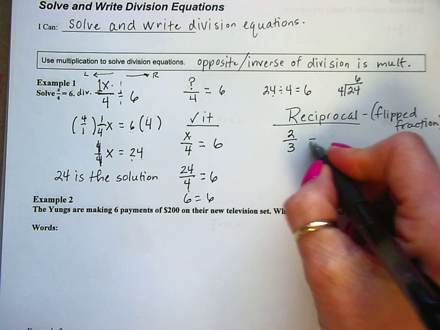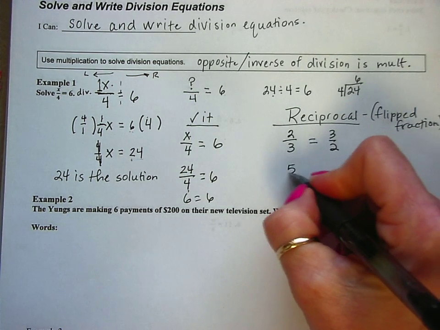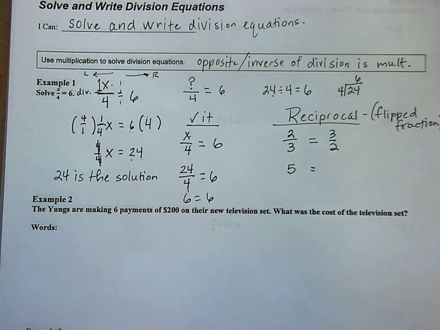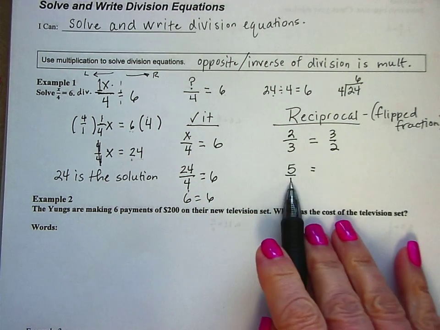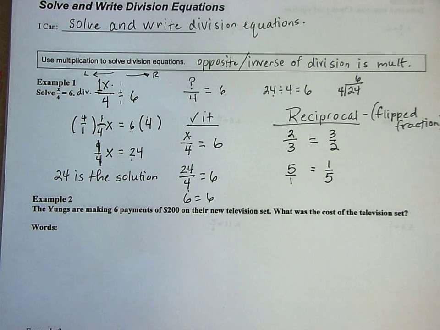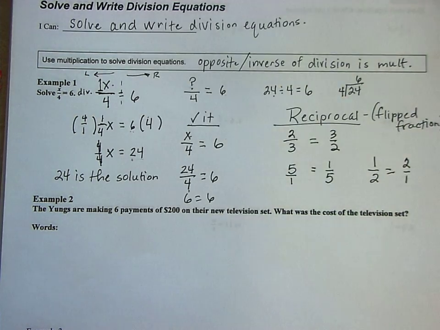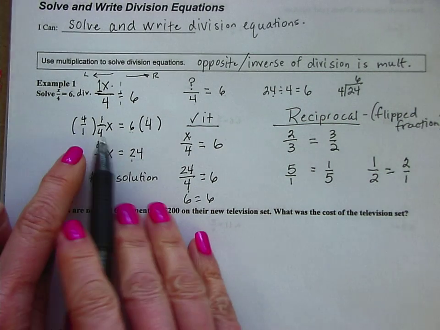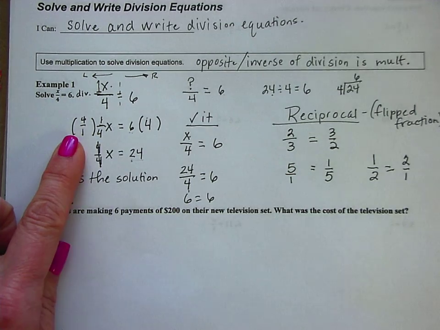the reciprocal of 2/3, flip the fraction, 3 over 2. The reciprocal of 5, well, if we wrote 5 as a fraction, we would simply put it over 1, so the reciprocal of 5 is 1/5. Do you understand? Okay, so if I said what's the reciprocal of 1/2, you would say 2 over 1. So you always have to multiply by the reciprocal of whatever is with the variable.